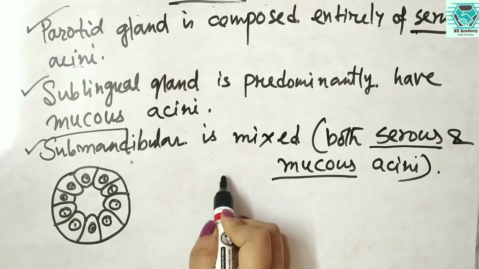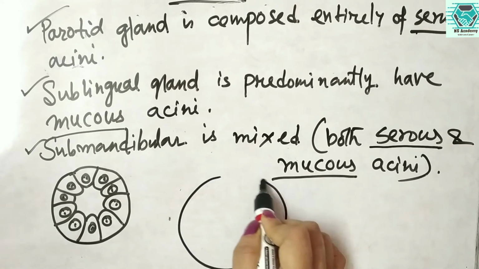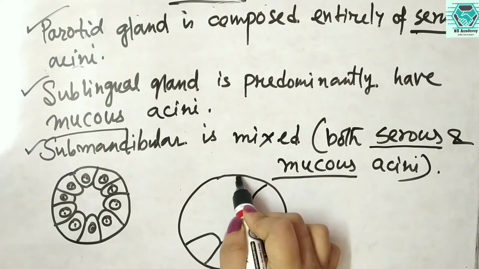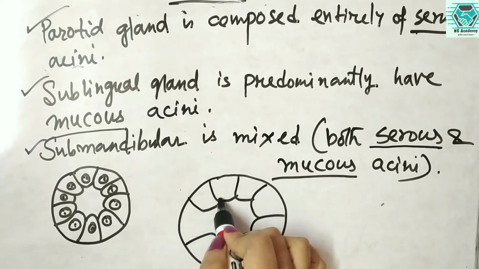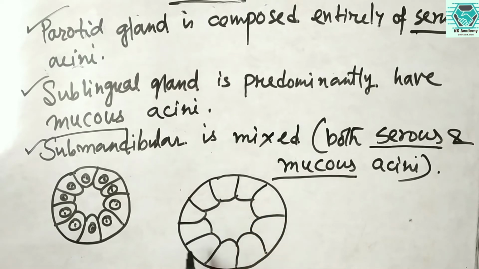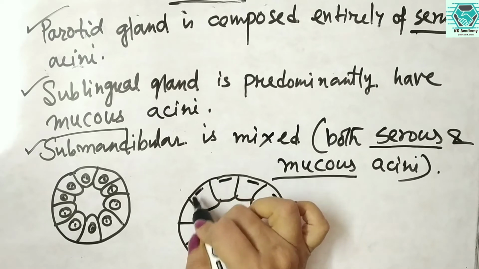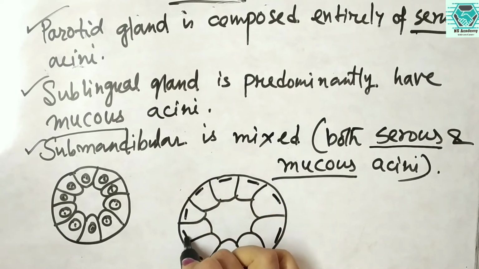Whereas when we see the mucous acini under the microscope, the structure will be like that, where the nuclei are present at the periphery. Why? Because due to the pressure of the mucus, the nuclei are pushed to the corner of the cell, so that the acini look more clear compared with the serous acini.